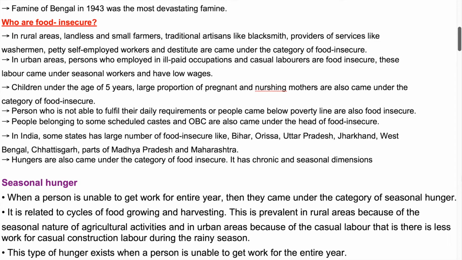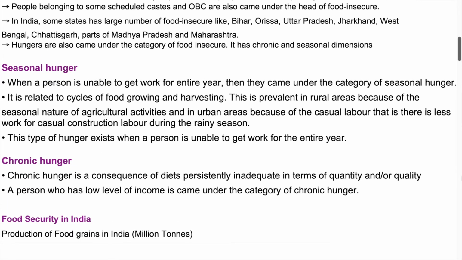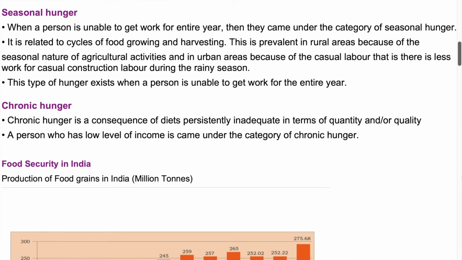Hunger also comes under the category of food insecurity. It has chronic and seasonal dimensions. Seasonal hunger: when a person is unable to get work for the entire year, they come under the category of seasonal hunger. It is related to cycles of food growing and harvesting. This is prevalent in rural areas because of the seasonal nature of agricultural activities, and in urban areas because of casual labor, that is, there is less work for casual construction labor during the rainy season. This type of hunger exists when a person is unable to get work for the entire year.